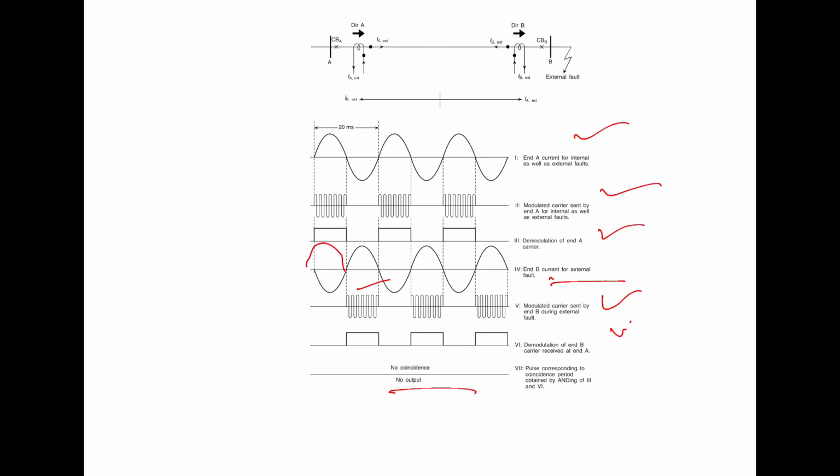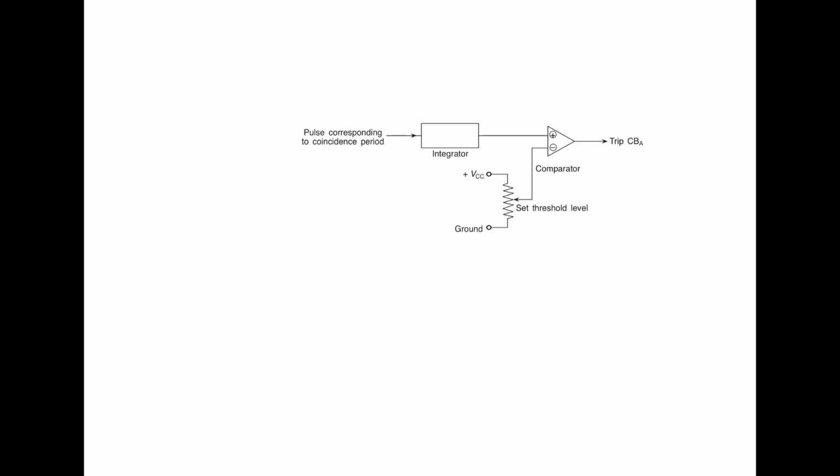Now finally, the coincidence period can be easily obtained by ANDing the two demodulated waves, and if the coincidence period is greater than a certain threshold, we can use any of the digital methods to integrate the square wave and compare it with some DC value which represents the desired threshold. That can also be implemented by using a comparator with the set threshold as shown here. So it is actually the hardware to measure the coincidence period.